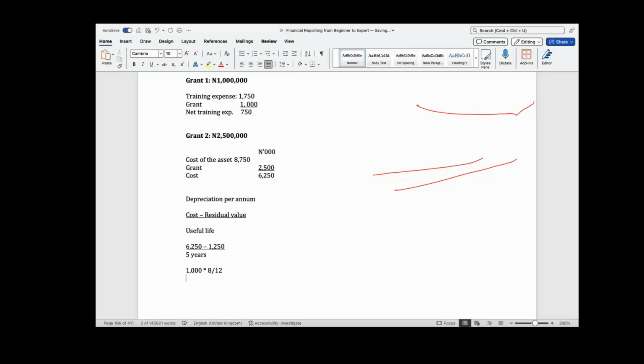667. So that means at the end of the year, how much is the carrying amount of this asset, which is the cost of 6,250 minus accumulated depreciation of 667? So what's our carrying amount? 5,583.